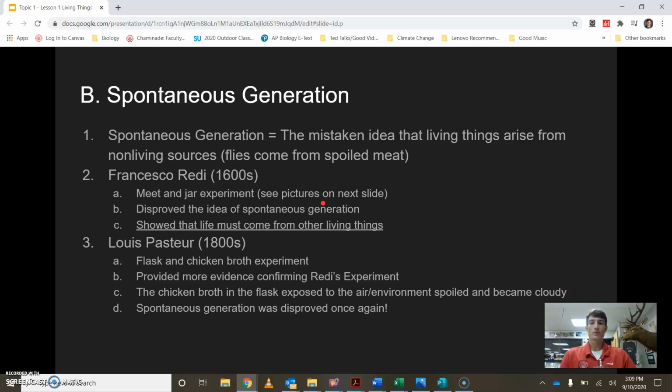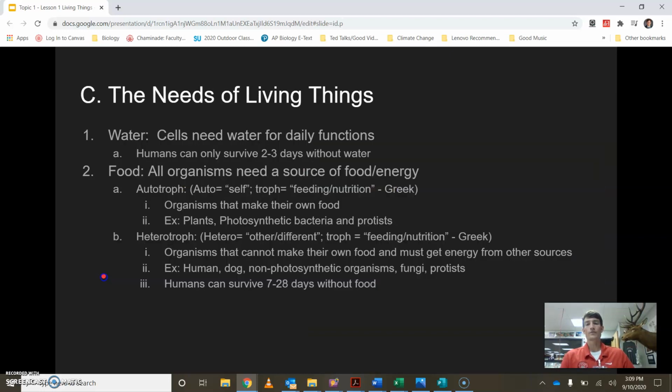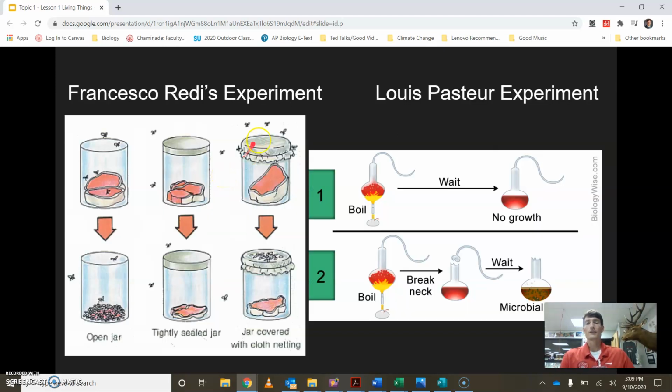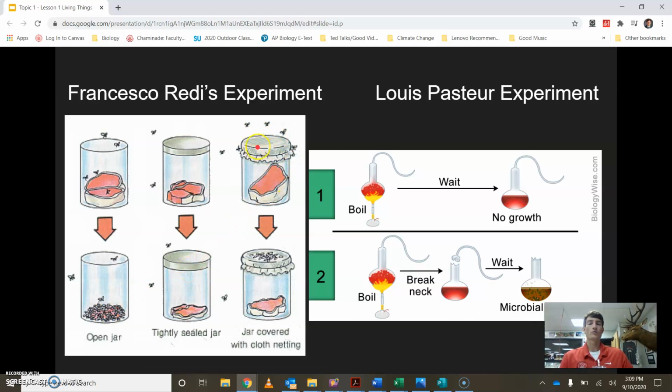What he was doing with this was trying to see, this is a little bit of a different picture than what we drew in class, but we only drew the one on the left and the one on the right. What he did here was he had an open container where flies were able to come in and land on the meat, and then he had a container on this side which was covered with cloth that the flies could smell the meat, but they couldn't actually get in there.